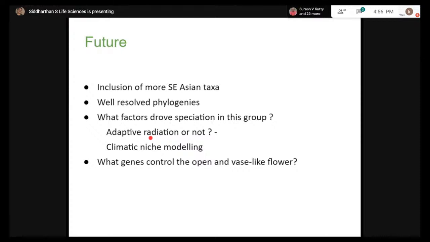As of now, I think climatic conditions are driving this within the Western Ghats. That is the hypothesis. We need to test it further by characterizing the climatic niches where these plants grow.